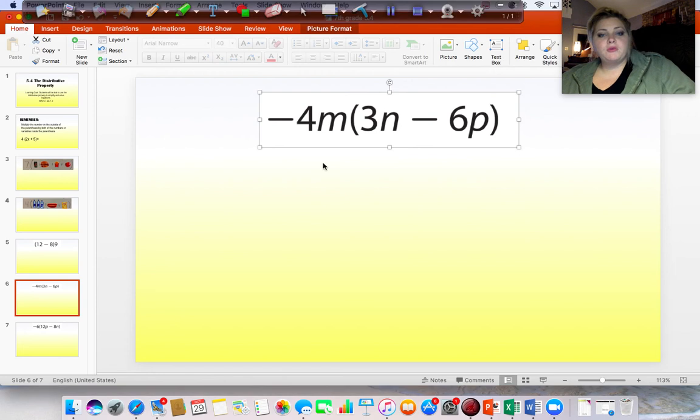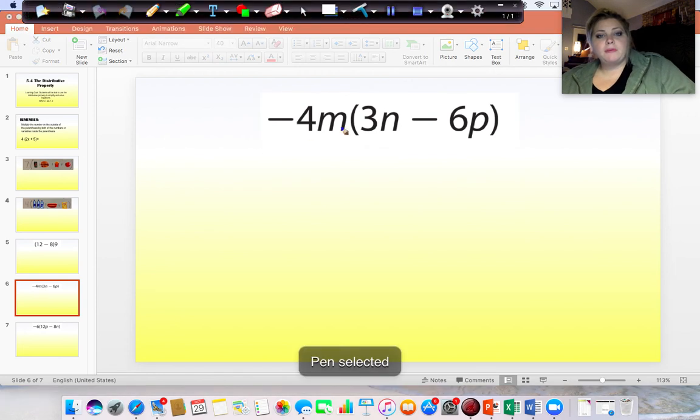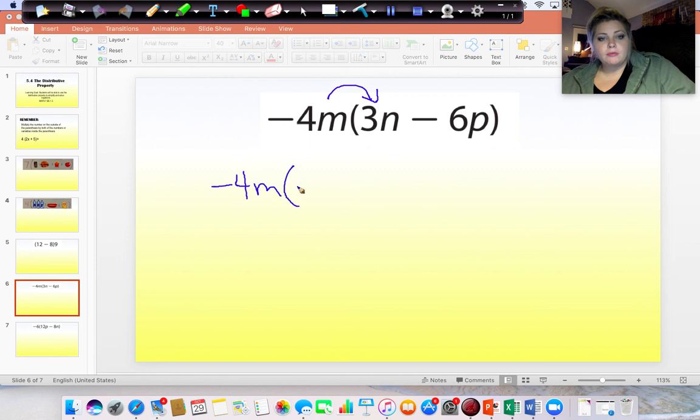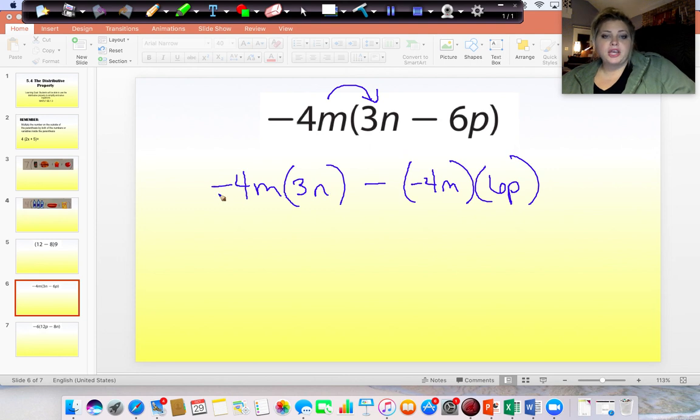All right, so again, we are going to multiply the number on the outside by both of the numbers or variables on the inside. So this says negative 4m times 3n minus negative 4m times 6p. Negative 4m times 3n, well, a negative times a positive is a negative. So that's negative 4 times 3 is 12.